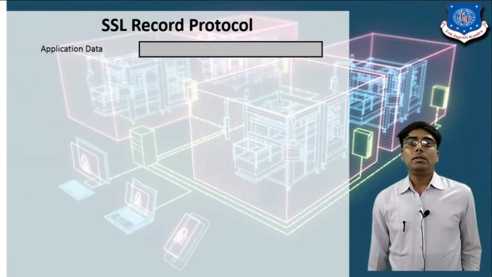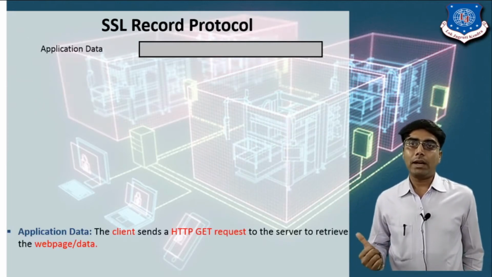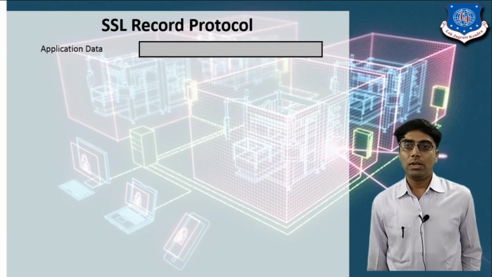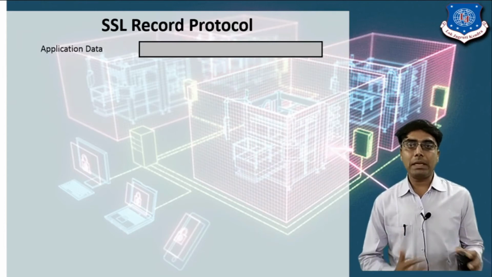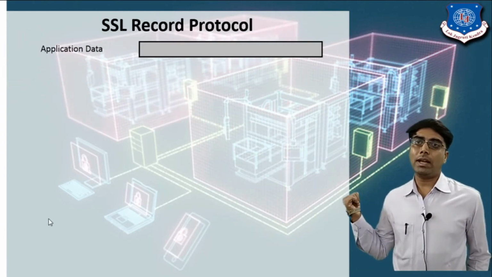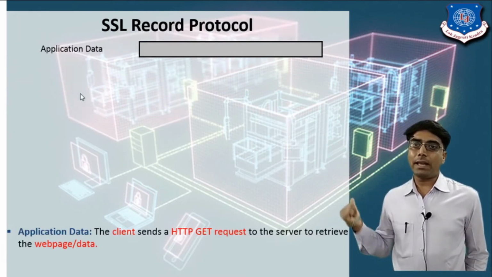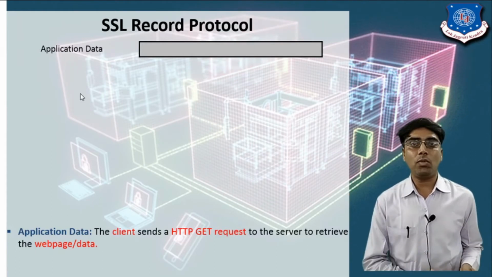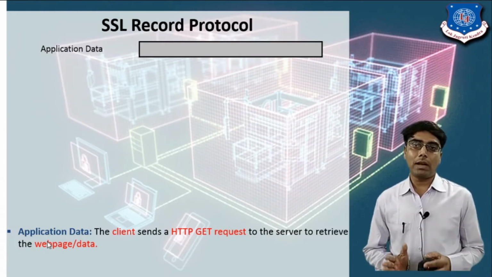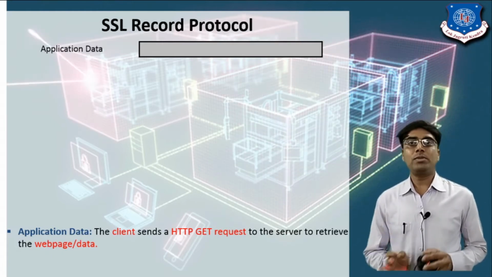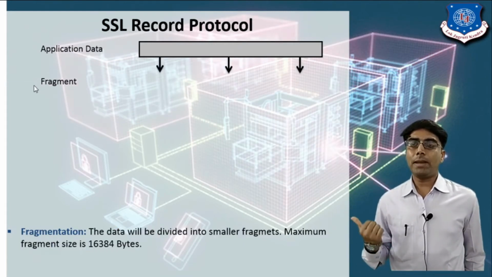Now the next, let us see the architecture of the SSL record protocol. The first step, we are considering the application data. The application data will be taken, right? Here the client sends an HTTP GET request to the server to retrieve the web page or data. It means that the client sends the request to the server to retrieve the data. Now the second step, the fragmentation.